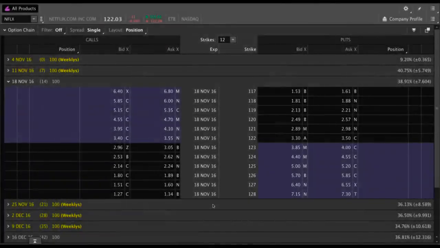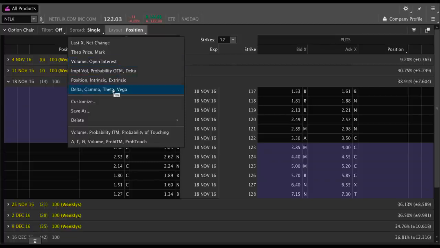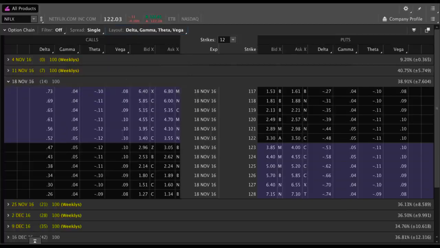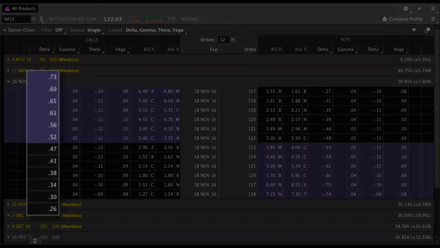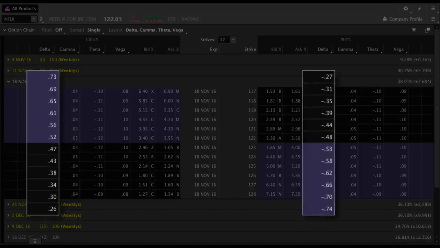We can find delta as well as all of the other option Greeks on the option chain by clicking Layout, then clicking Delta, Gamma, Theta, Vega. Now we can see all of these option Greeks for each of these option contracts. You'll notice that all the call options have a positive number for delta, and the put options have a negative number for delta. This is because delta tells us how much an option's price will change if the underlying stock price goes up by 1 point.